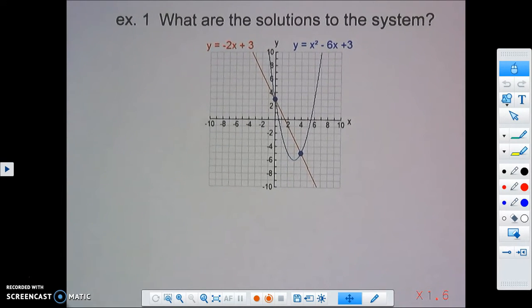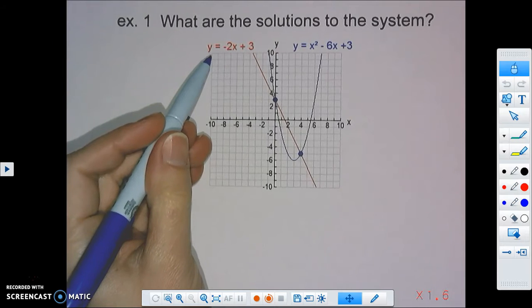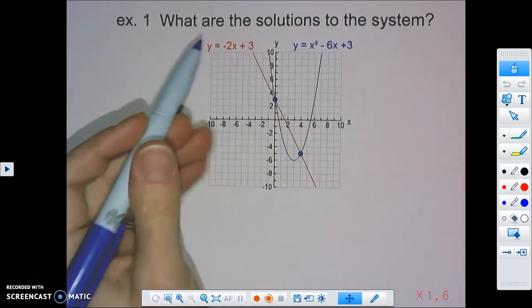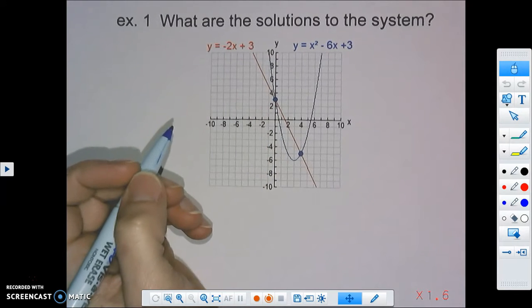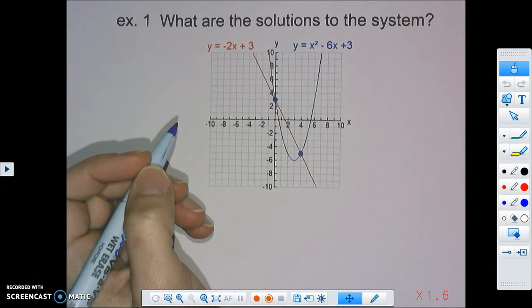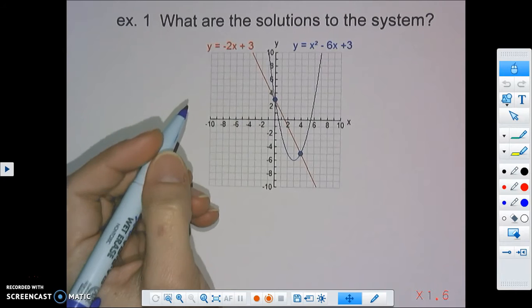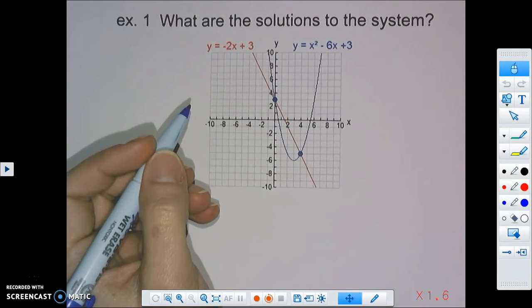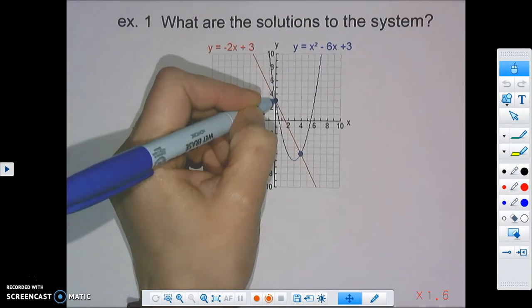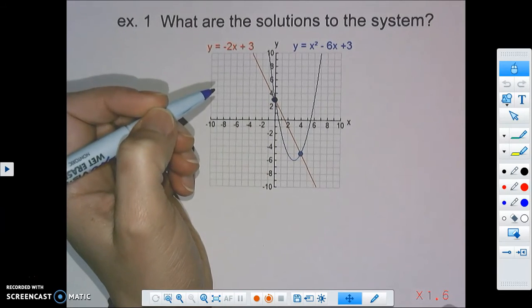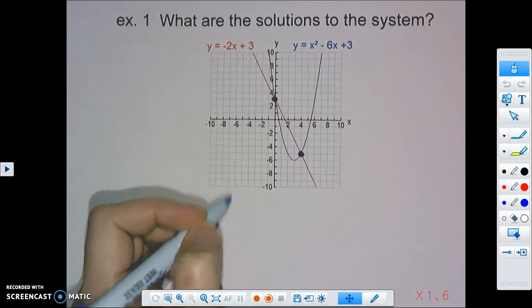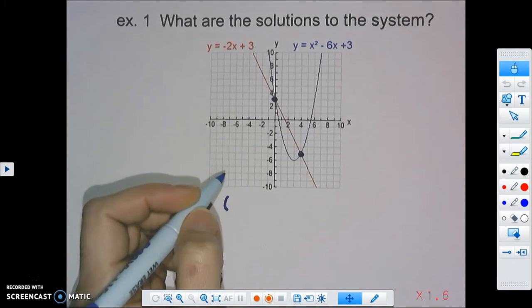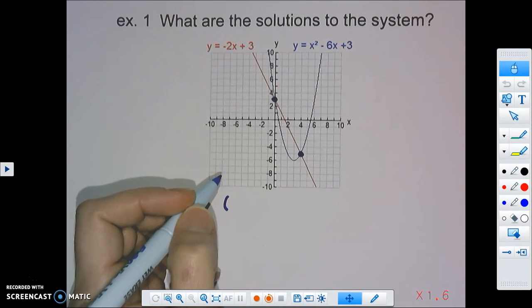In this case, they've already graphed for us the line y equals negative 2x plus 3, and the quadratic y equals x squared minus 6x plus 3. When we're looking for solutions, remember back when we solved systems of linear equations, that just means we looked for where the two graph pieces crossed. They happen to cross in two different places here, and all we need to do to write our answer is tell where those two graphs cross.